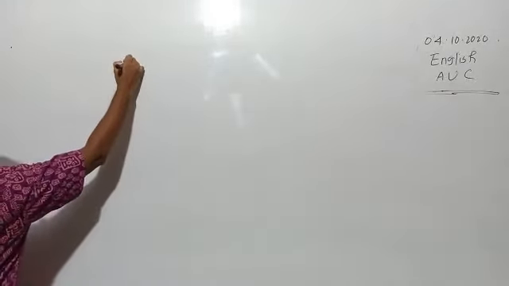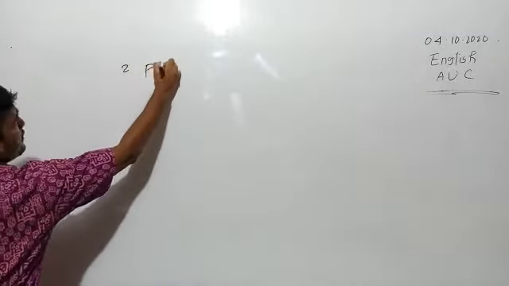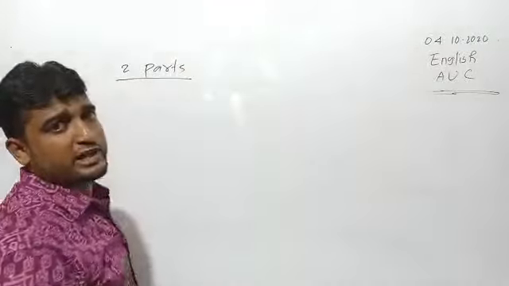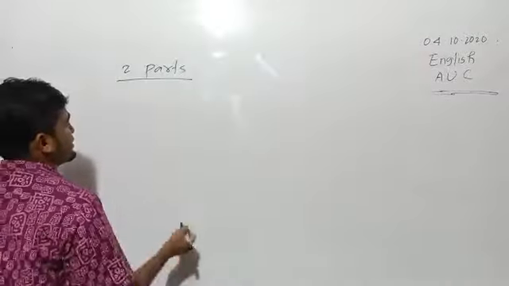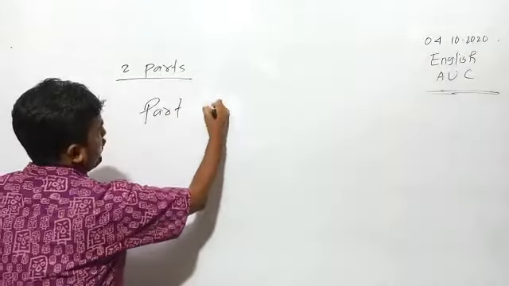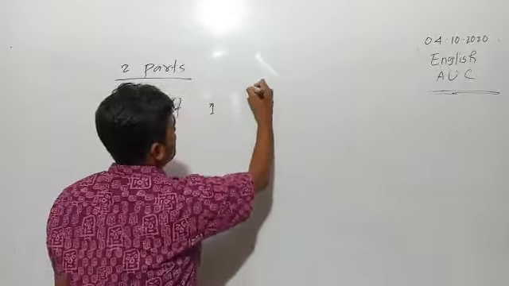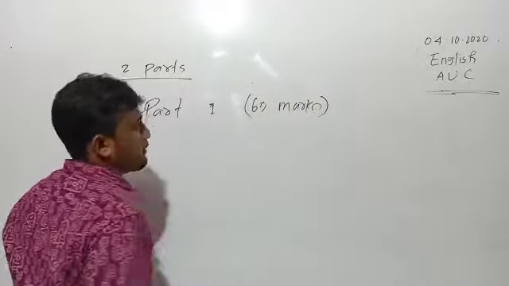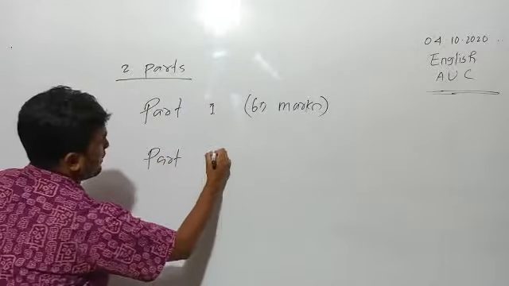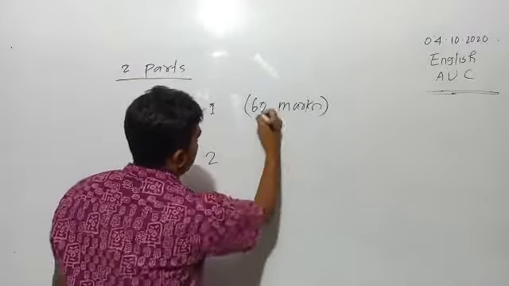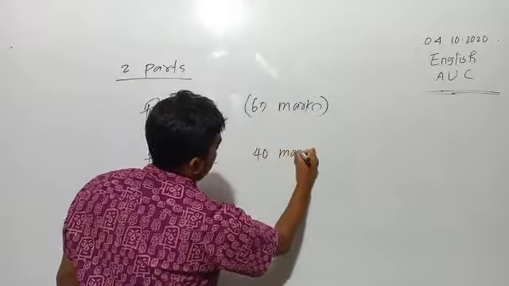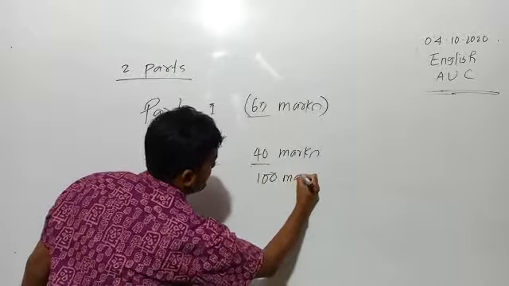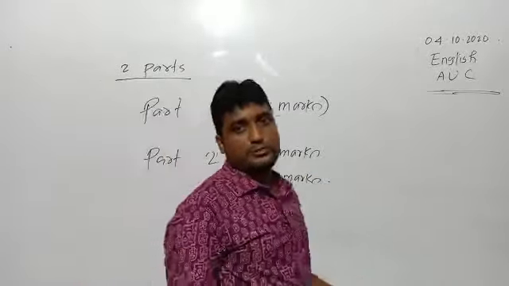And three passages, there will be given two parts, according to the syllabus of final HSC. How many parts will be given according to the syllabus of HSC? Two parts. Part 1 will consist of 60 marks. How many marks of part 1? 60 marks. And part 2 will be given 40 marks. 40 marks plus 60 marks is equal to 100 marks will be given for first paper.